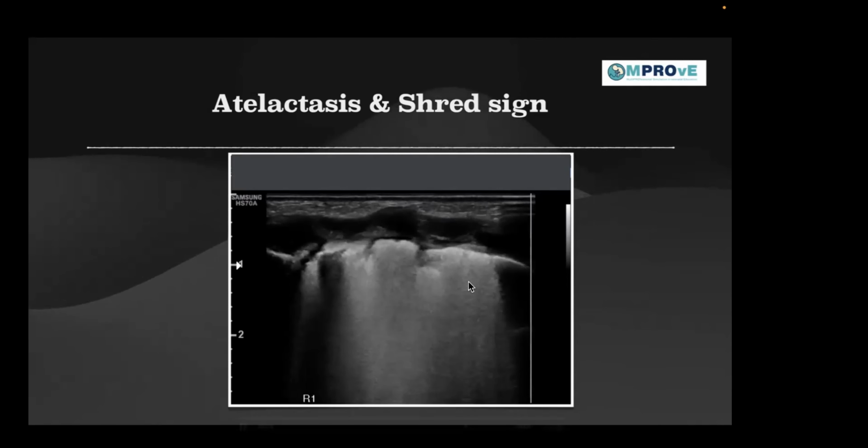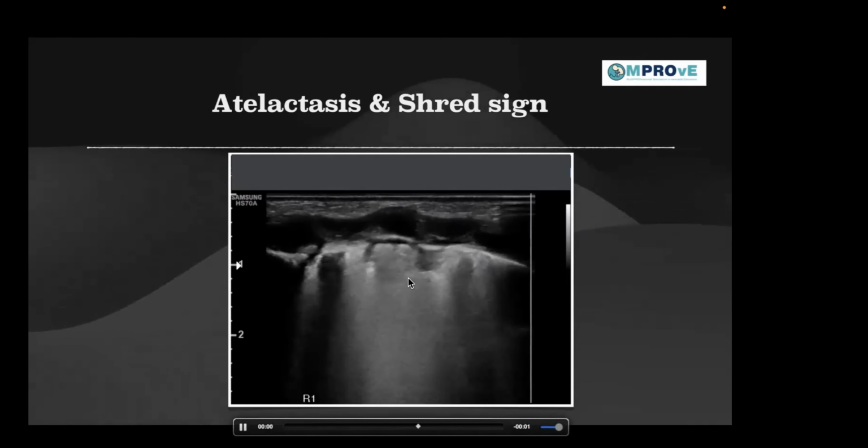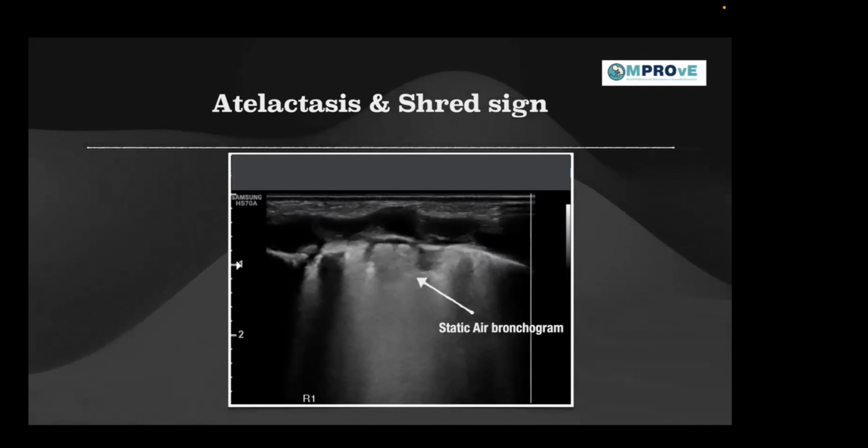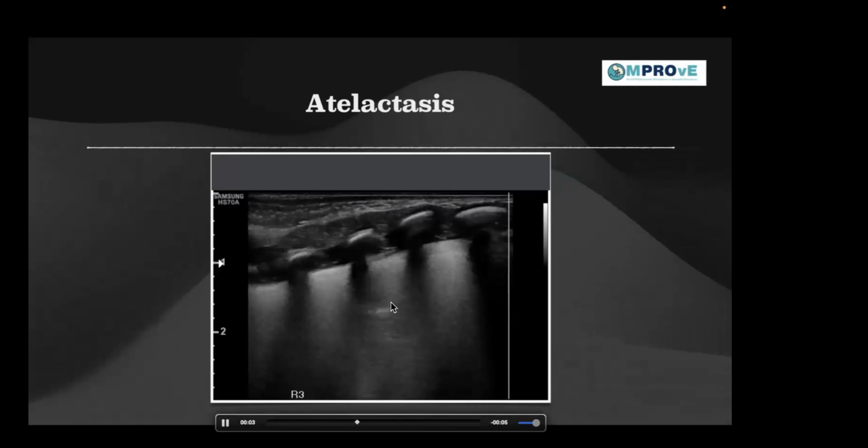And talking about the static bronchograms, you can see these small dots and pecks of air trapped inside, which is not moving with the respiration. It's all static. So those are the static air bronchograms. Similar kind of a picture here.